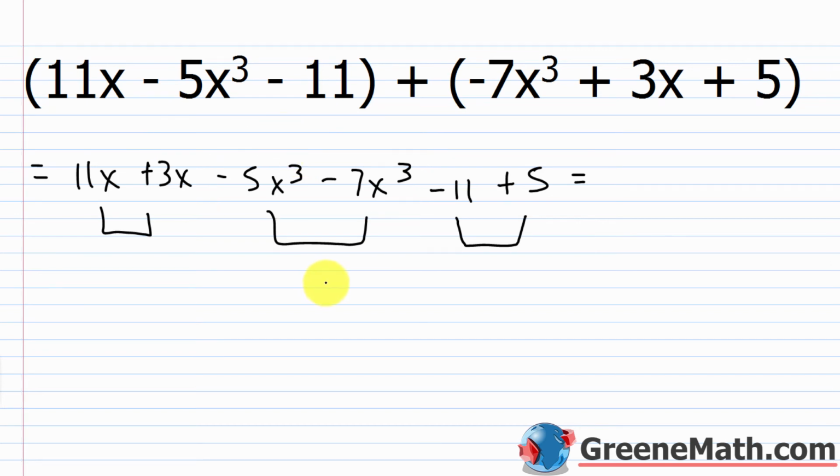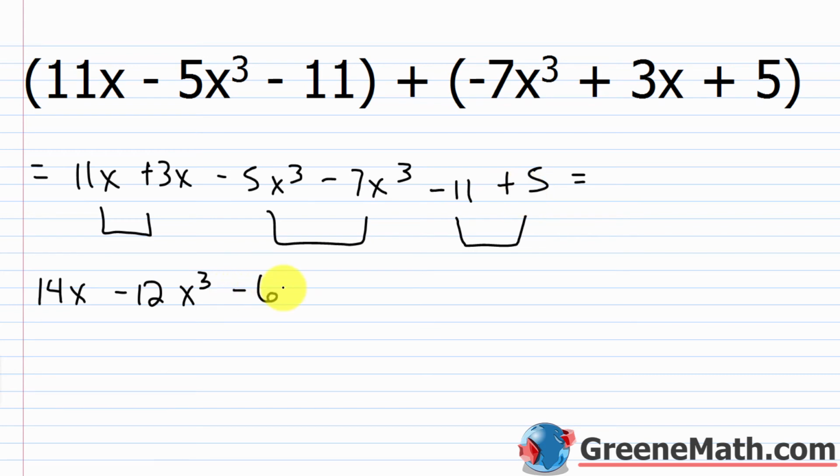Okay, so moving forward, we have 11x plus 3x. 11 plus 3 is 14. X stays the same. So we get 14x. And then we have negative 5x cubed minus 7x cubed. Negative 5 minus 7 is negative 12. And then x cubed stays the same. And then we have negative 11 plus 5. That's going to be negative 6.